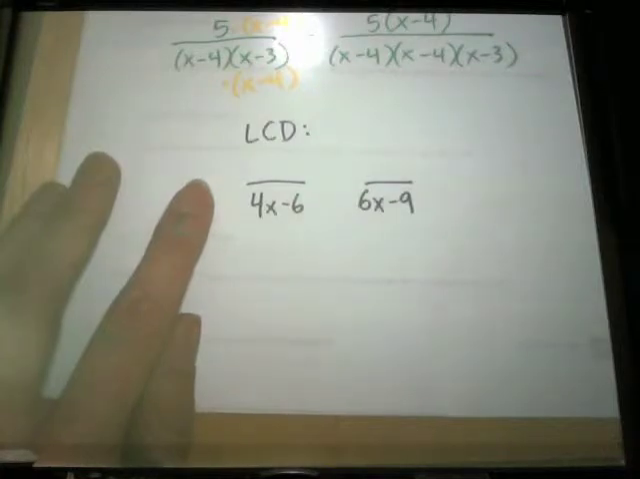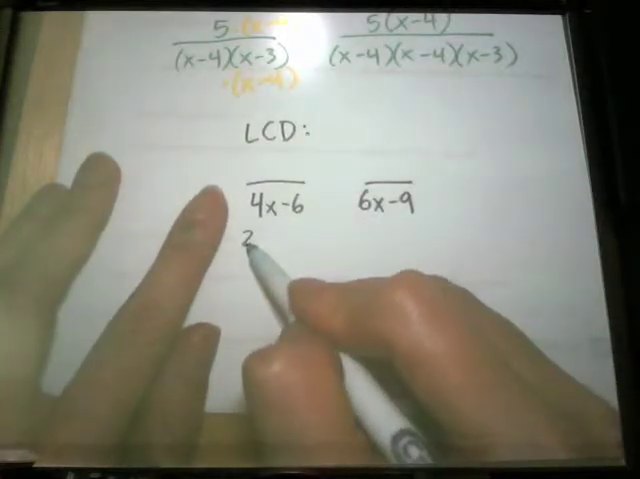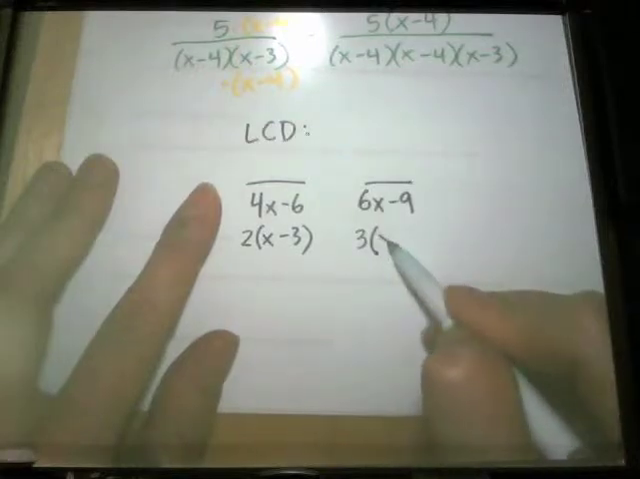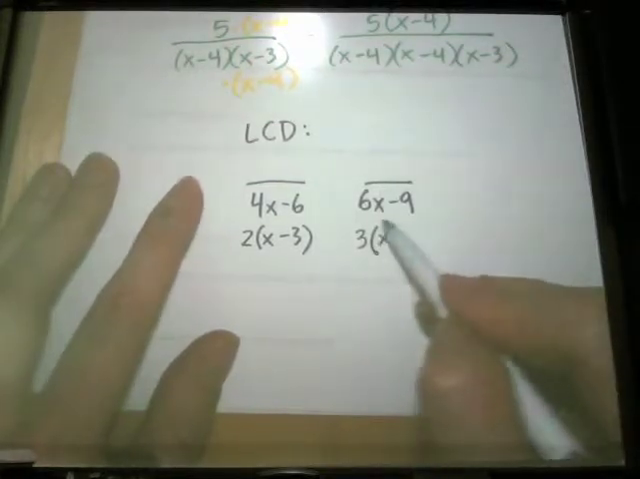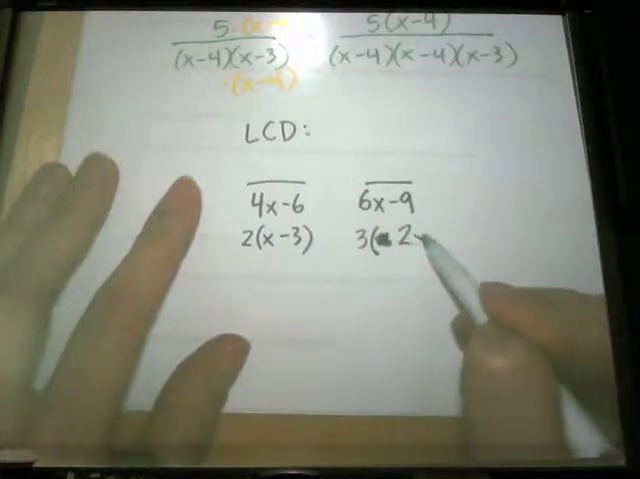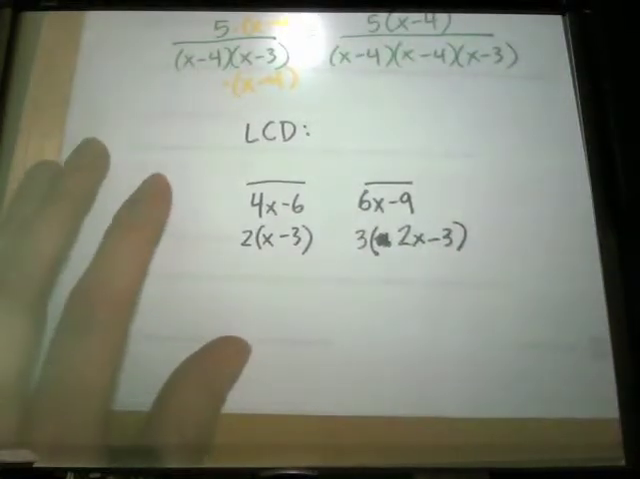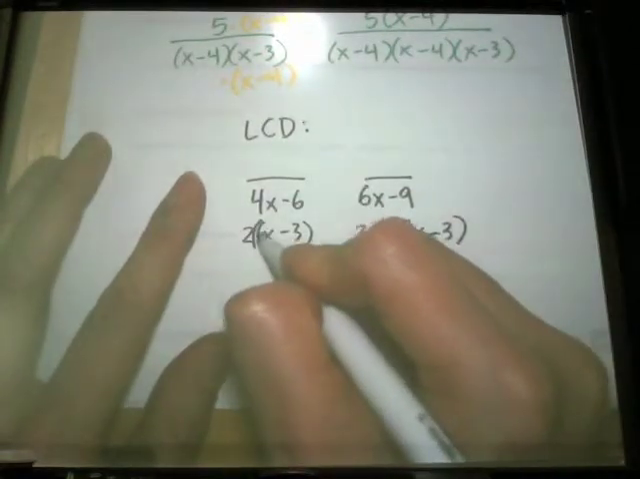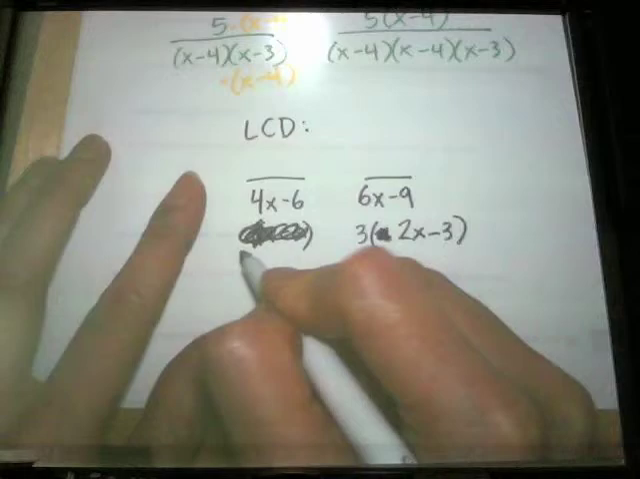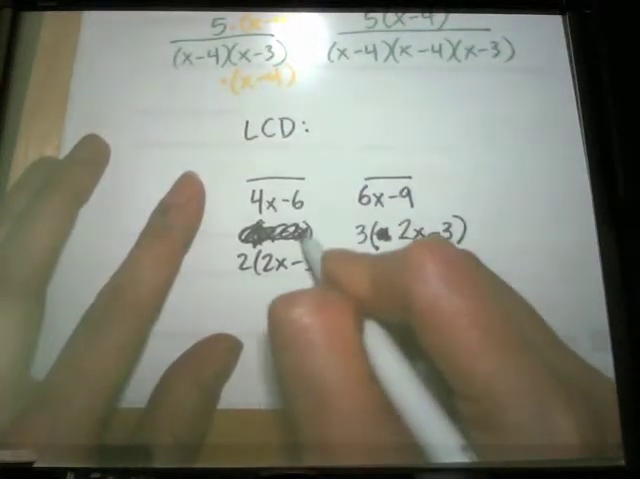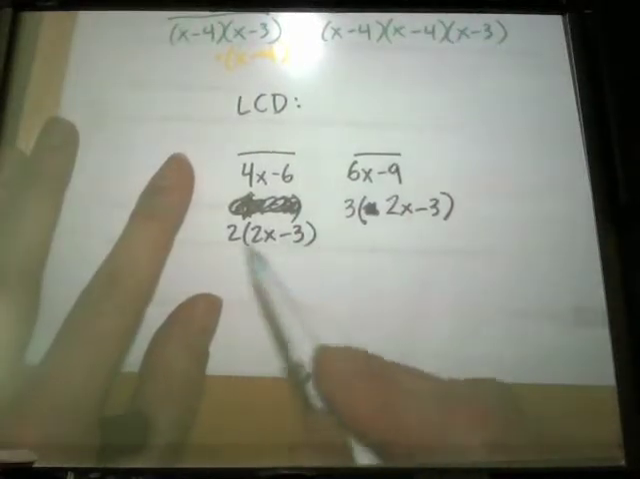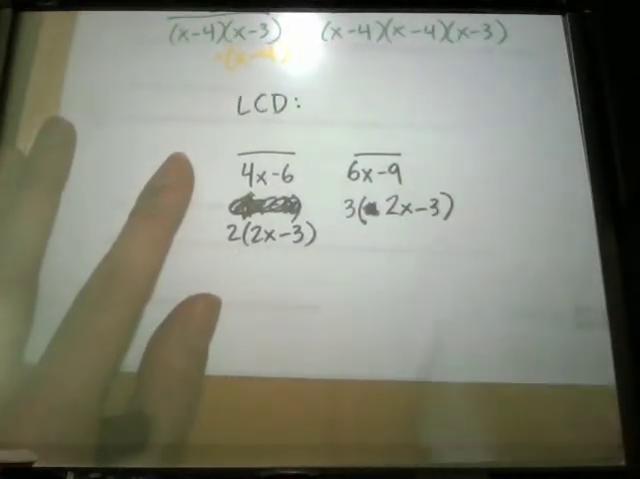What do we do first? Diego? Factor first. 2 times 2x minus 3, and 3 times 2x minus 3. Sorry, I wrote that wrong. Okay, 2 times 2x minus 3, right? Because 2 times 2x is 4x. 2 times 3 is 6. 3 times 2x, sorry, I made a little mistake there.